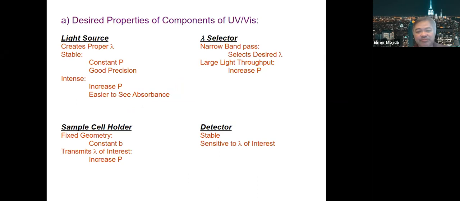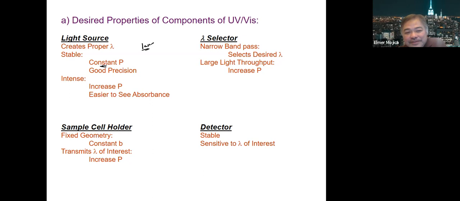Light source, you want it to create what? Proper wavelength. And as much as possible, you want a constant power. And this is where the laser is really, we could say, useful. But the problem with the laser, sometimes it becomes so powerful that it can destroy your sample.